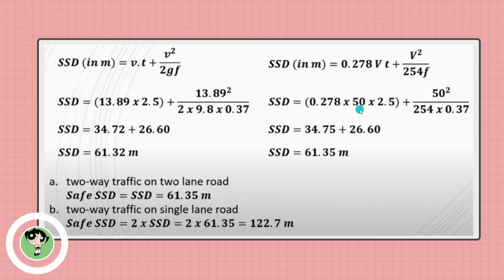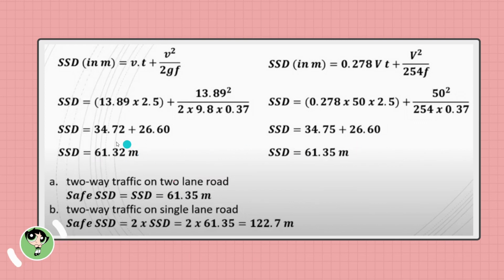0.278 times 50 times 2.5, it will give us a value of 34.75. So, there is a pikas 50 squared over 254 times 0.37. Plug in sa itong calculator, it will give us a value of 26.60. So, i-add natin siyang duha. 34.75 plus 26.60 will give us a value of 61.35 meters.